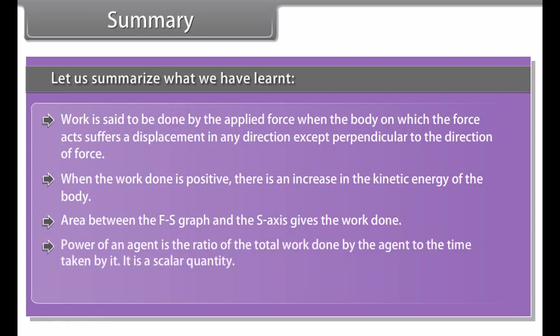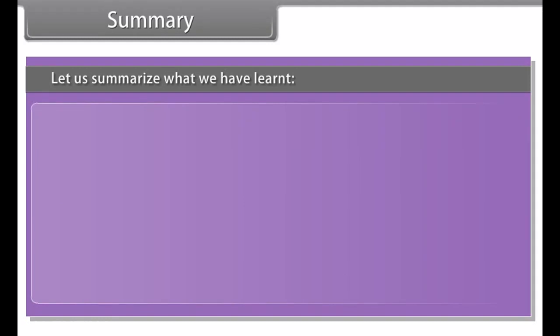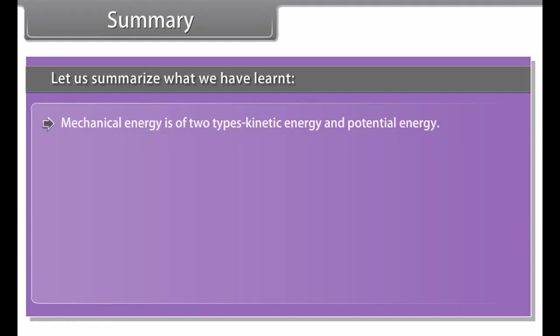Power of an agent is the ratio of the total work done by the agent to the time taken by it. It is a scalar quantity. Energy of a body is the capacity or ability of a body to do work. Mechanical energy is of two types, kinetic energy and potential energy.